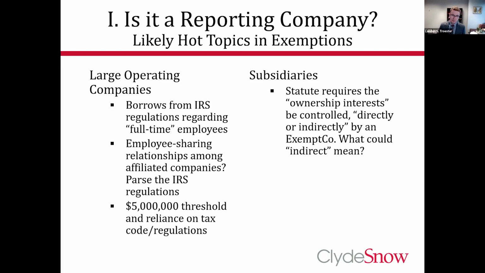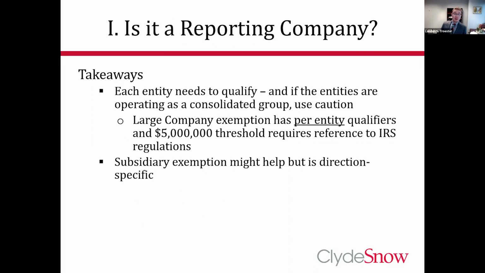Indirect isn't particularly clear here. So again, you're going to need to keep an eye on your ownership table and what this indirect ownership may look like. My takeaways are that each entity needs to qualify, and that you need to be careful when you're using a consolidated group or a networked kind of affiliated group of companies. Don't want to belabor this point too much, but it's the action that I've been spending the most time on in the most recent weeks. And subsidiary exemptions are going to help, but it is direction specific.